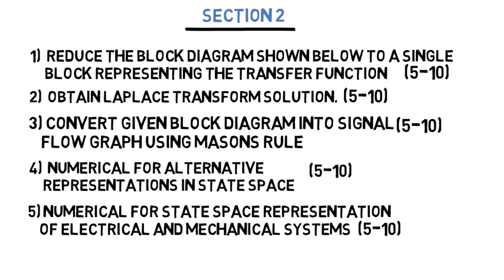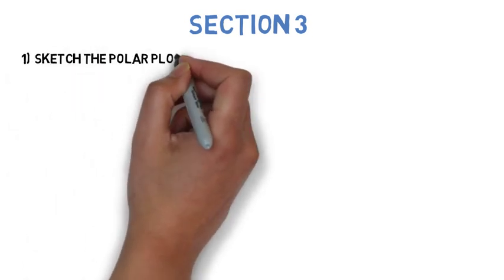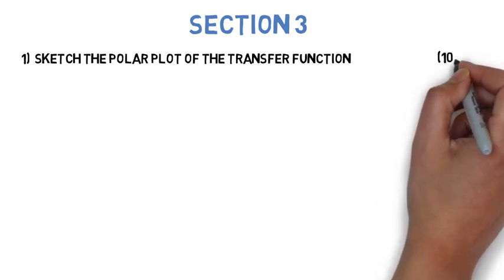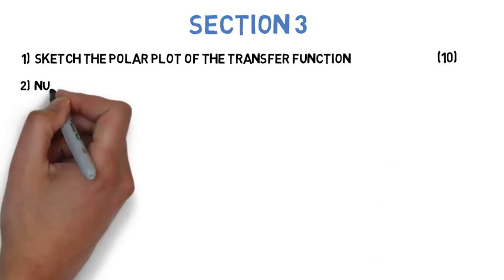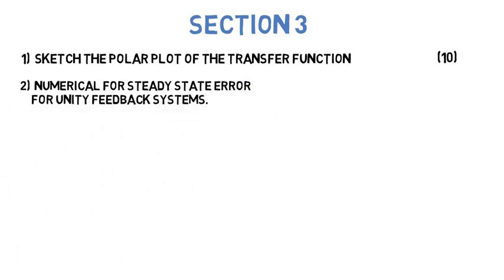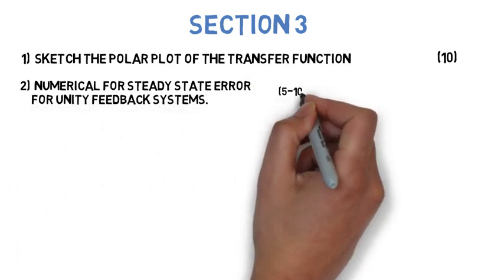Once you're done with section 2, move to section 3, wherein the first question is write the numerical for sketch the polar plot of transfer functions. This can come for 10 marks. Next question is write the numerical for steady state error for unity feedback systems. This can come for 5 to 10 marks.